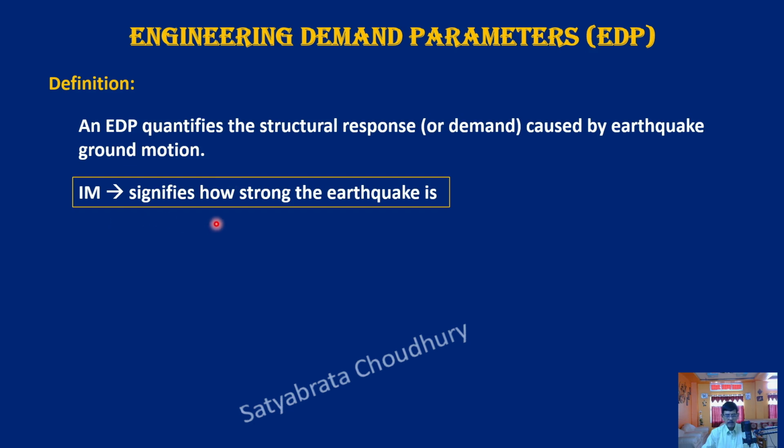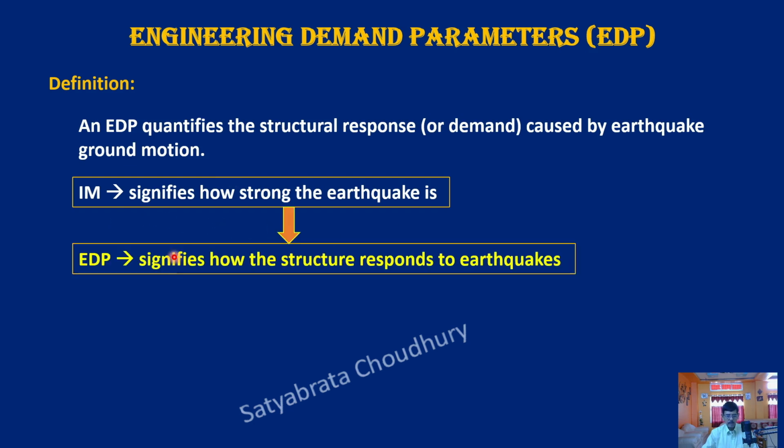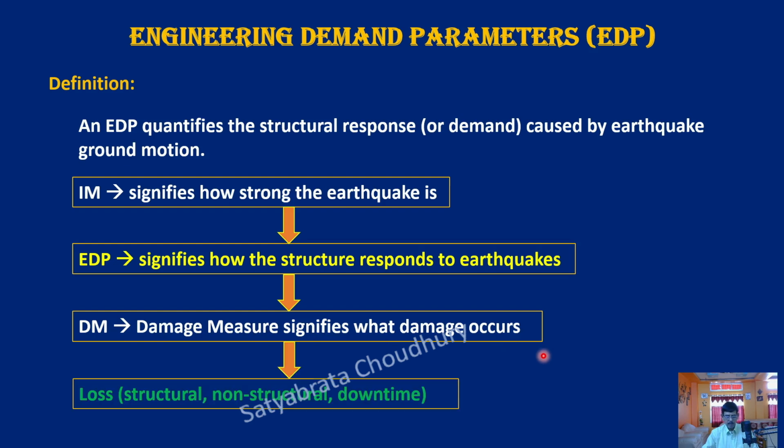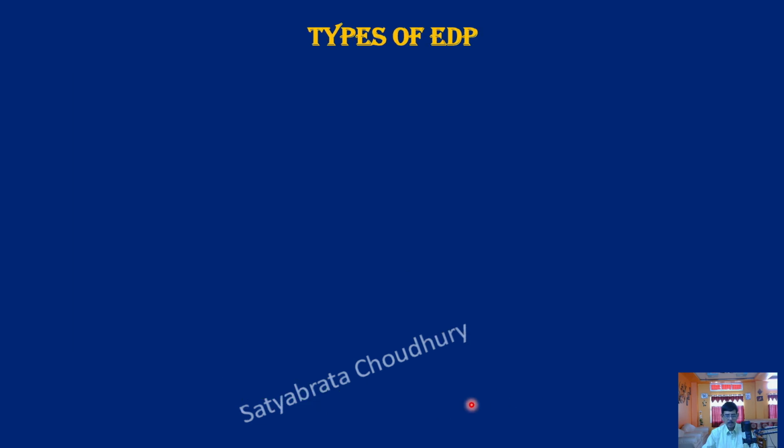So IM, we have seen, signifies how strong the earthquake is. EDP signifies how the structure responds to the earthquakes. So it will depend on its health, its design, its amount of steel, the quality of material, and so on. Damage measure, DM, signifies what damages occur: a loss, structural, non-structural, and downtime loss. So ultimately, everything will be converted to the loss.